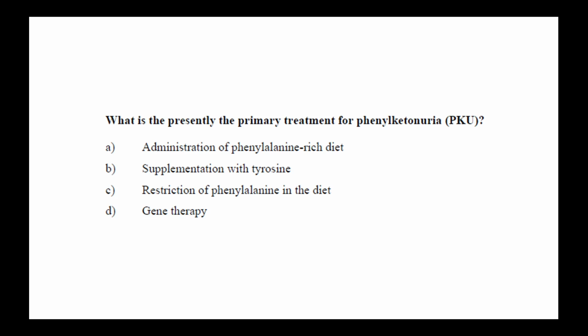What is the present treatment for phenylketonuria? Option A, administration of a phenylalanine rich diet. Option B, supplementation with tyrosine. Option C, restriction of phenylalanine in the diet. And option D, gene therapy.